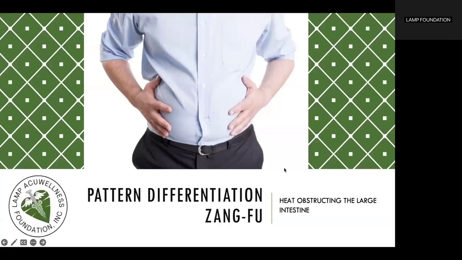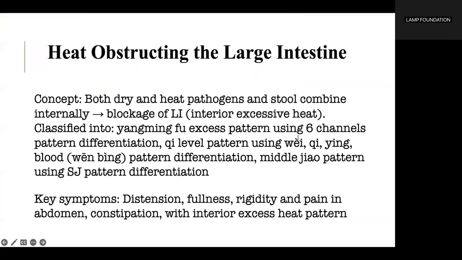Next, we talk about heat obstructing the large intestine. Heat obstructing the large intestine will always be a pure excess pattern of imbalance. All the symptoms and signs will be due to the presence of heat, which desiccates and scorches. This is due to when both dry and heat pathogens and the stool combine internally and result in blockage of the large intestine, and this pattern manifests as an interior excessive heat pattern.